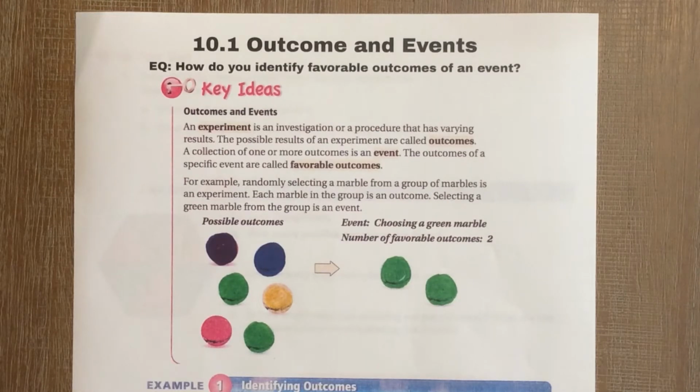Key ideas: an experiment is an investigation or procedure that has varying results. The possible results of an experiment are called outcomes. A collection of one or more outcomes is an event. The outcomes of a specific event are called favorable outcomes. How I like to remember favorable outcomes is that they are the outcomes that I want to have happen.